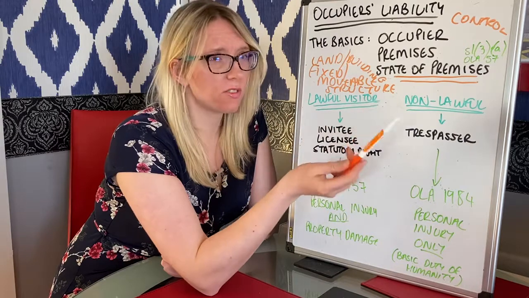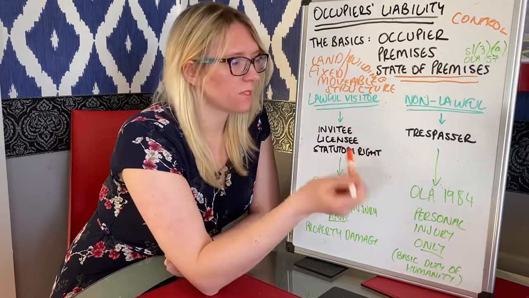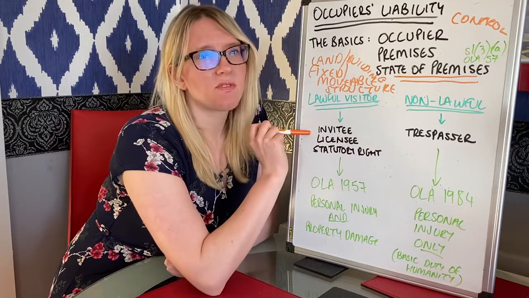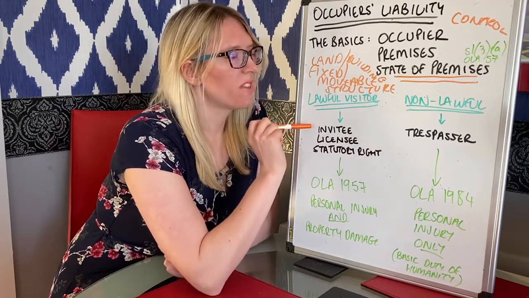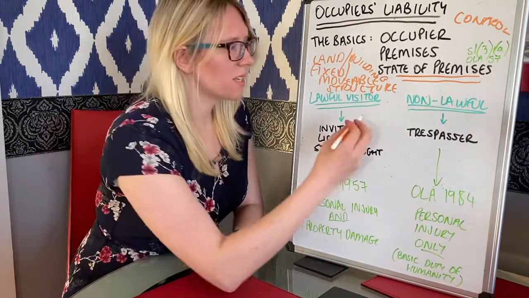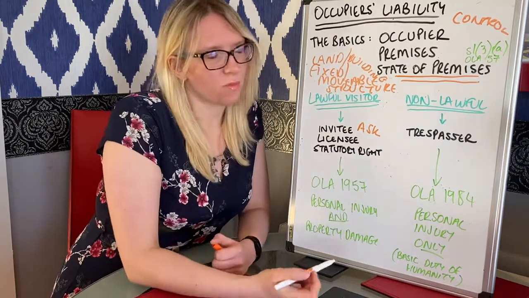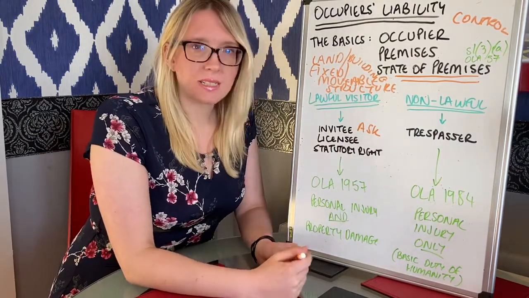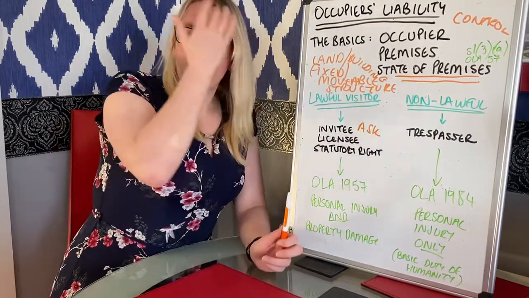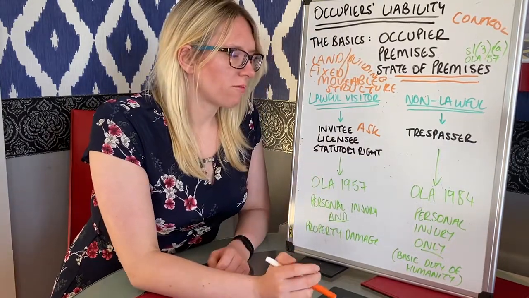So if you're a lawful visitor, what is a lawful visitor? Let's give some examples. So we have invitees. Now be careful, these are people you actually ask onto your property. Yeah, invite. So if you invite your friend round for dinner, you've asked them to come round. You hire a builder to come and redo your kitchen. They're an invitee. You've asked them to come round.